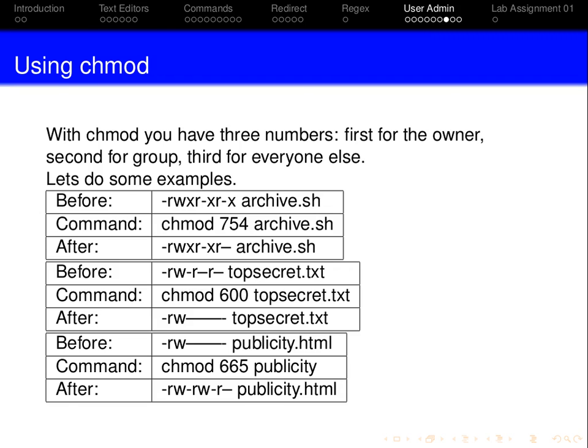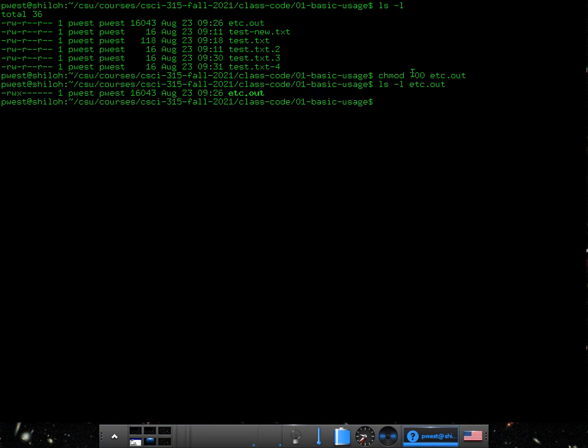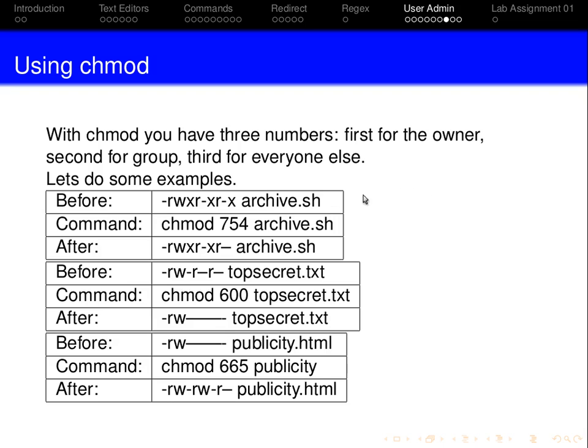So let's go through a couple examples. With chmod, you have 3 numbers. The first one is the owner, that's the 7. The second one is for the group, and the last one is for world or everyone else. So with 7, I'm giving myself, the owner, full permission, group has no permission, and everyone else has no permission.